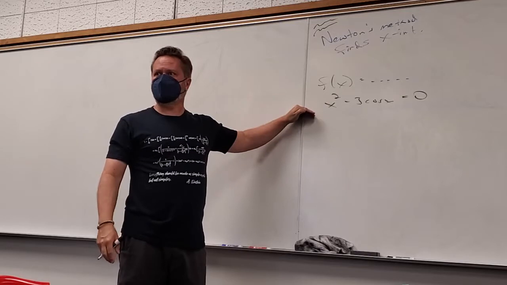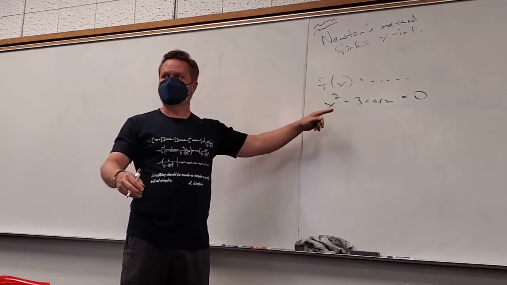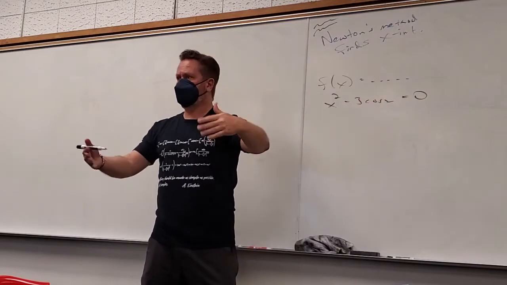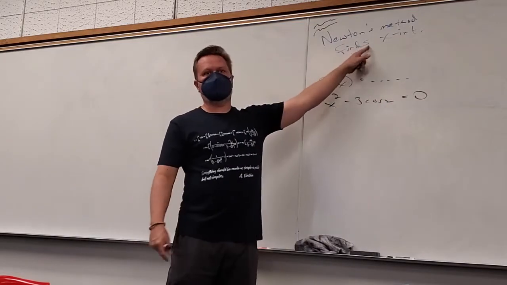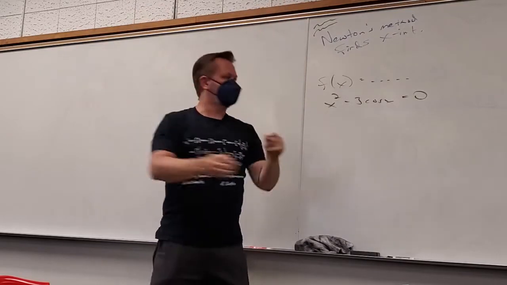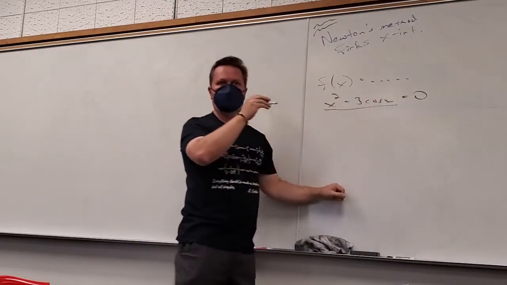What is f of x? Yeah, x squared minus 3x. Is that the thing I'm trying to get equal to 0, correct? How do I find x-intercepts? I make f of x equal to 0. So what's f of x? It must be this, right?